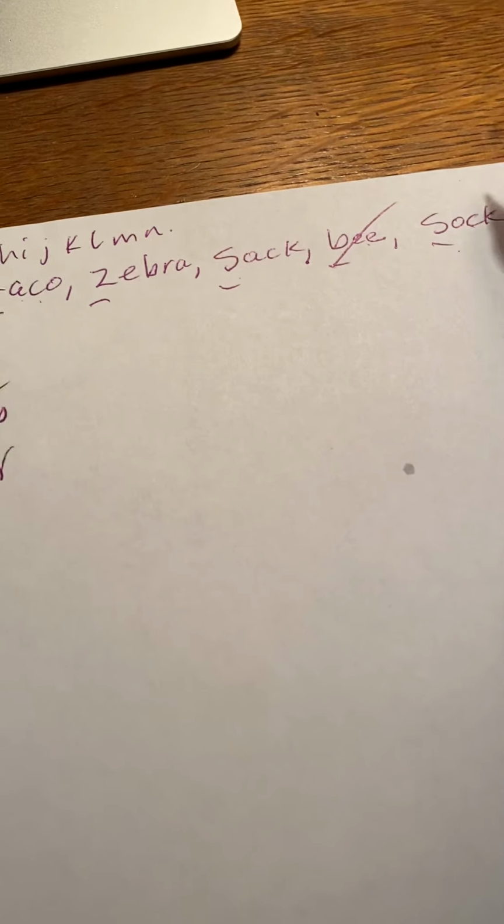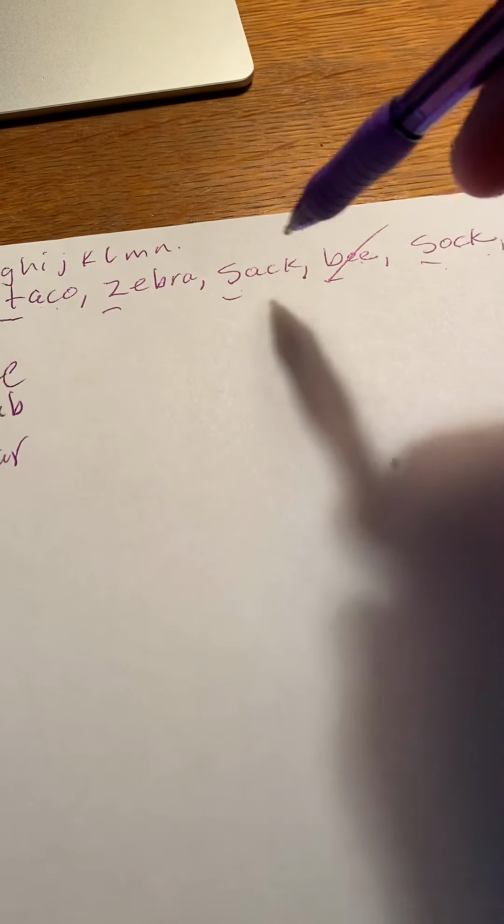And now I'm down to a T, a Z, an S, and then another S. Again, having that alphabet at the top helped me remember which letters come first in the alphabet, right? So I'm going Q, R, S, T, so I know the S is going to come first. So I've got sack and sock. If I look at my letters, I've got S-A or S-O, which is going to come first in the alphabet? Well, obviously S-A. So sack, cross it off. Sock is going to come next, right?